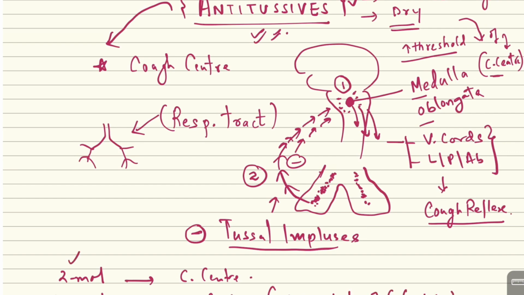So normally with 2 molecules of irritant the cough center is stimulated. Now at least 10 molecules are required to stimulate this cough center. In this way, these antitussive drugs act at two levels: first at the cough center level, where they increase the threshold, and at the periphery in the respiratory tract, where they inhibit the tussle impulses.